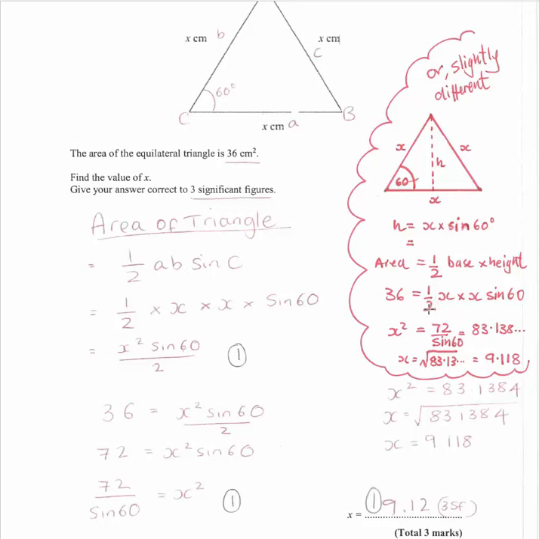Get rid of that divide by 2, take it over here, it becomes multiplied by 2. You get 72. Get rid of that multiplied by sine 60. On the other side, it becomes divide by sine 60. So you get x squared is 72 divided by sine 60. And that gives you that answer. And this is x squared equals that answer. So then square root it and get 9.118. And there's your answer. Once again, you can get marks for picking up some bits. Even if you did that, you get a mark. Doing bits of this gets you bits of the mark. It's worth having a go.